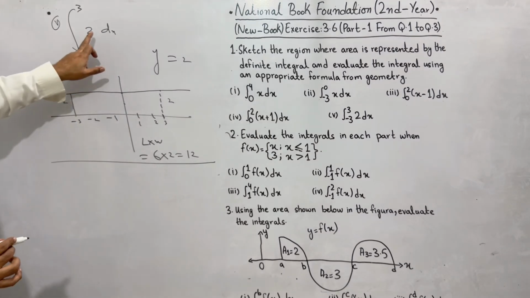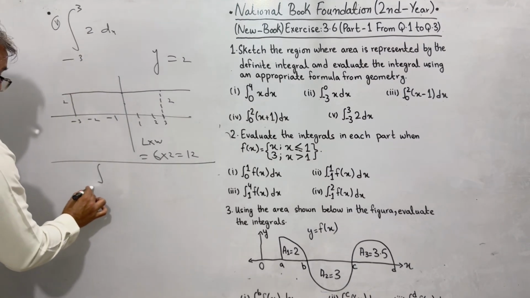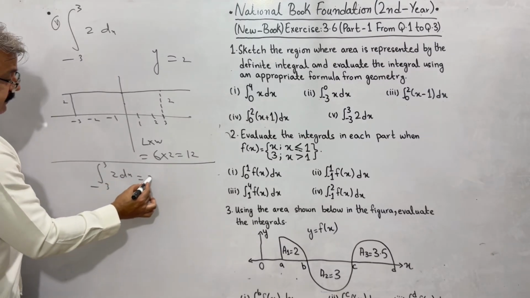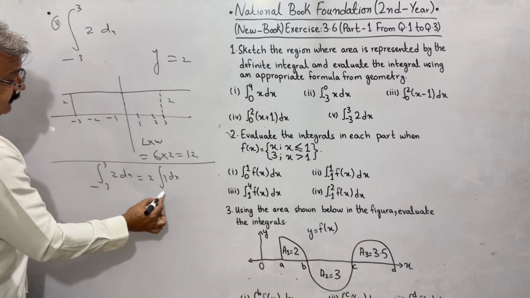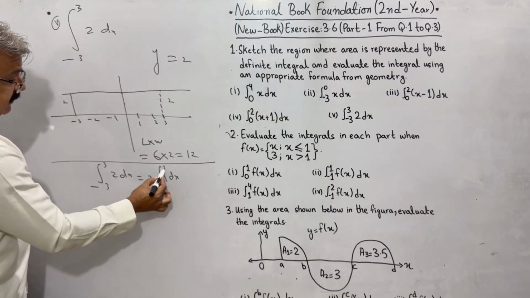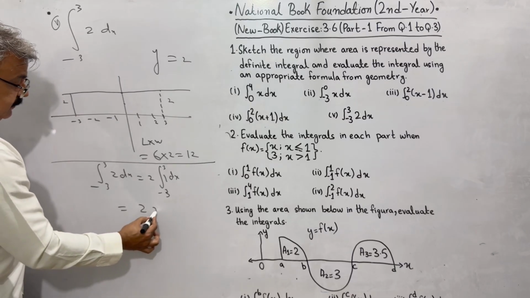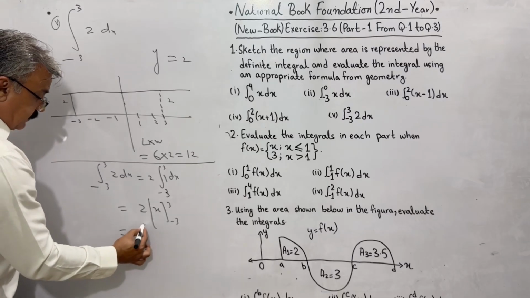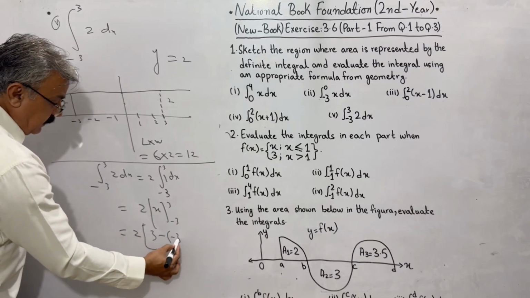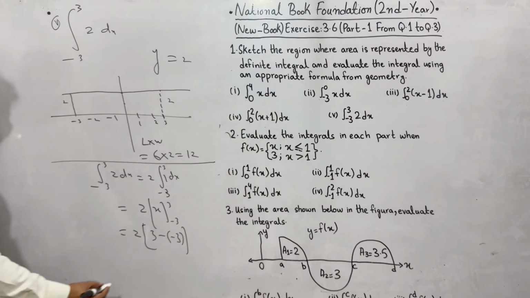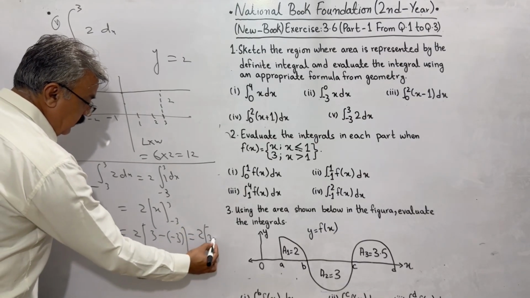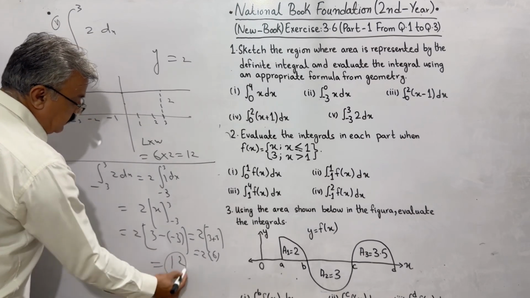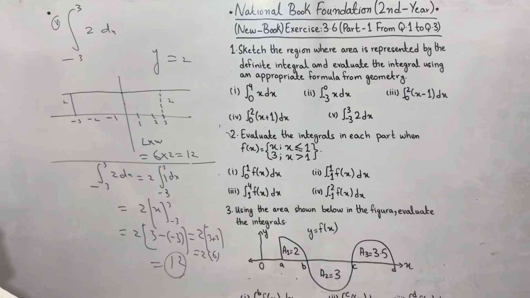Or one can verify by integrating minus 3 to 3, 2 dx. 2 is the constant, right outside. We are familiar: integration of 1 is x with respect to x. 2 times x, upper limit minus lower limit. Simply we are going to have 2 times 3 minus minus 3. I have discarded c already. 2 times 3 plus 3. 3 plus 3 is 6. 2 times 6 again, 12 is my same answer.